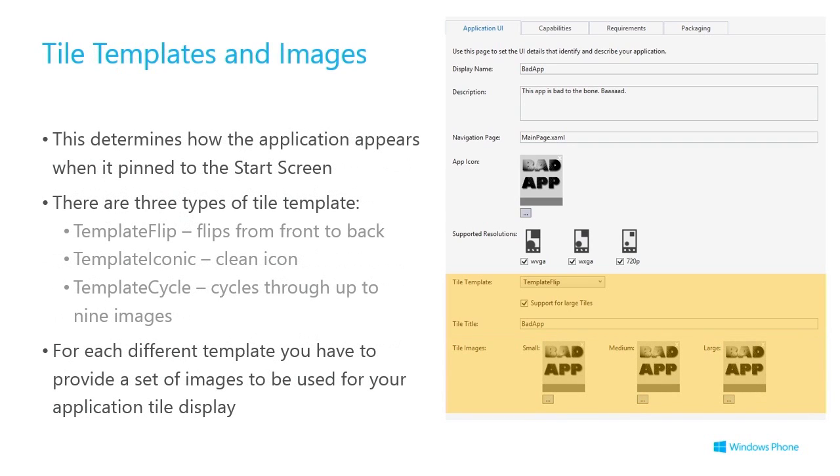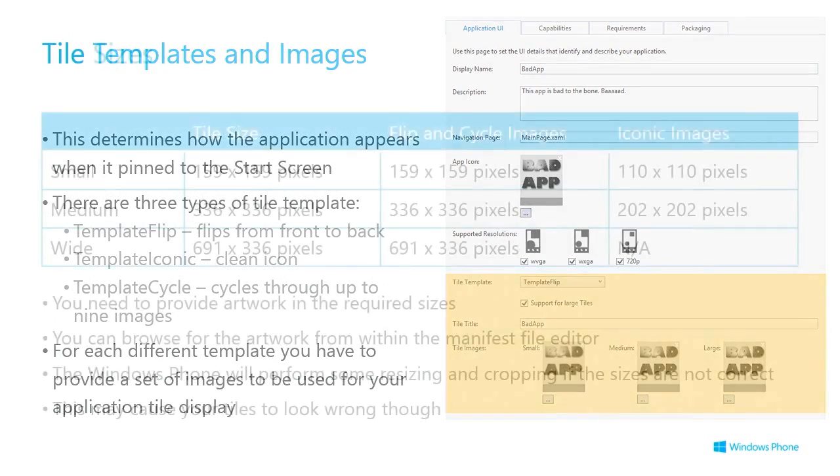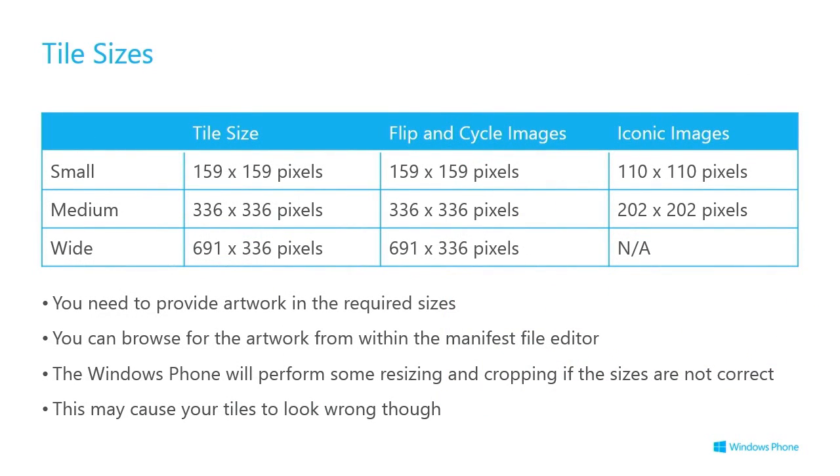And then you've got to actually set up, you allocate the images that you're going to use. Tile sizes, we looked at this. These are for those different flip and cycle tiles, and for the iconic ones, these are the images you need to supply.